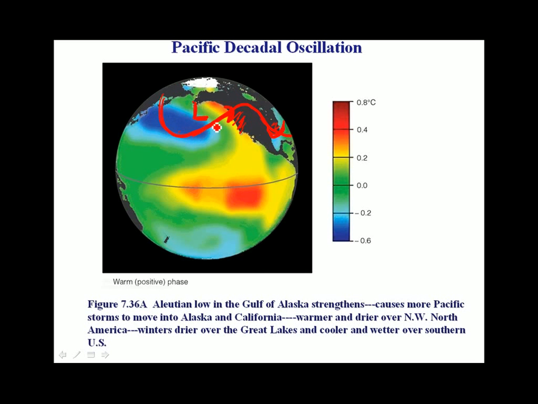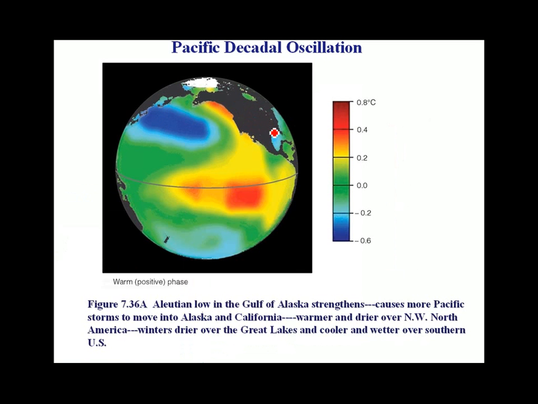Strong Aleutian low creates a ridge over the western portion of the U.S., over the Great Lakes, and then a trough over the southern states. Stormy weather in troughs, dry, warmer weather in ridges, and then cooler, wetter weather in troughs.